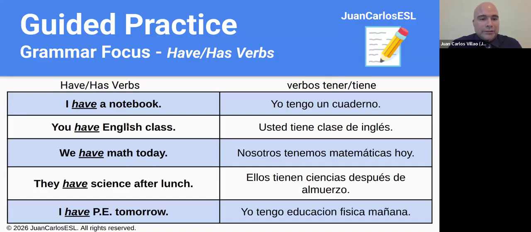Okay, so notice all sentences include have, because just like we talked about in the previous slide, when you have the subject I, you, we, they, you use have. So I have, you have, we have, they have. Okay. So those examples on how to use have in form of a sentence.